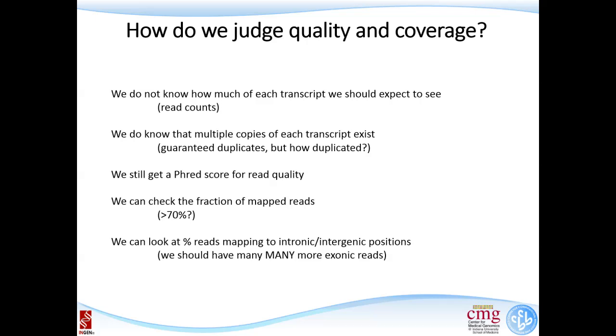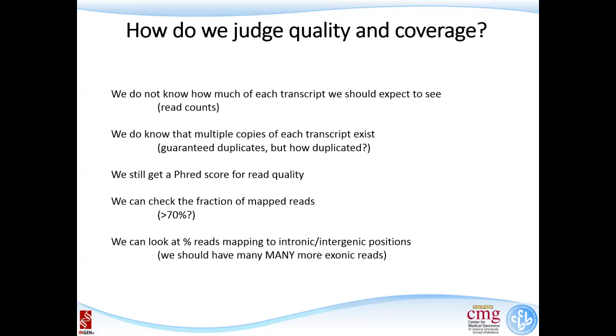We know that multiple copies of each transcript exist. And we know that there's going to be duplicates, which means that we don't want to remove duplicated reads. So that's generally a common practice for calling variants in DNA-seq. In RNA-seq, duplicates are actually what you use to infer the expression of something. So if you remove those, you can't do the rest of your analysis. But the question remains, how duplicated should one transcript really be? We still get a Phred score, so we still know approximately how accurate our reads are. But the biggest quality indication we generally look at is the fraction of reads that map to a particular genome.